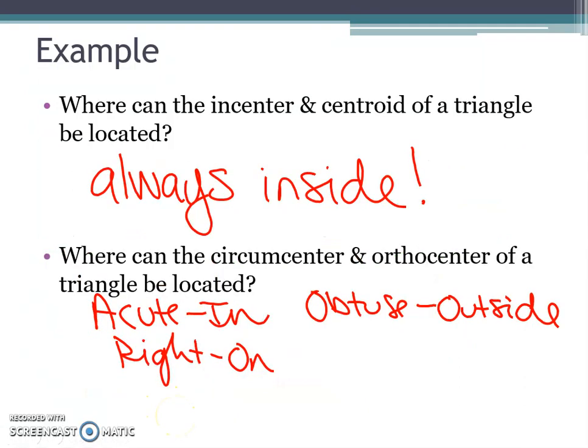So where can the incenter and centroid of a triangle be located? Where can the circumcenter and orthocenter of a triangle be located?